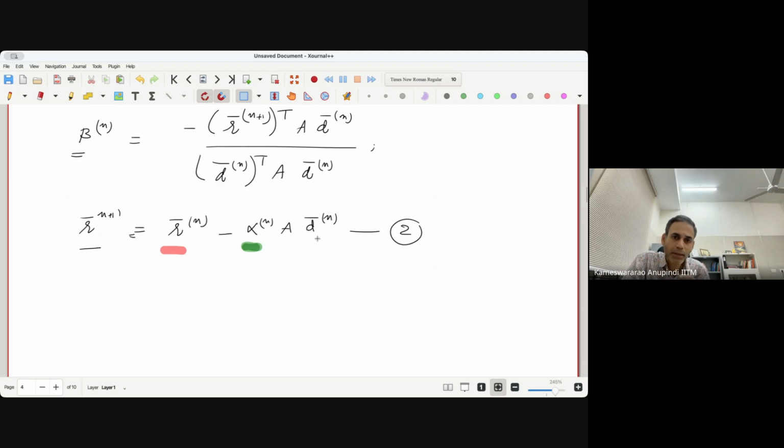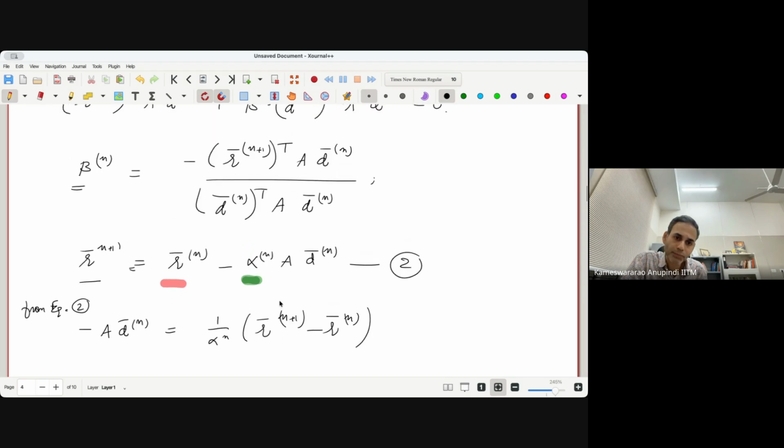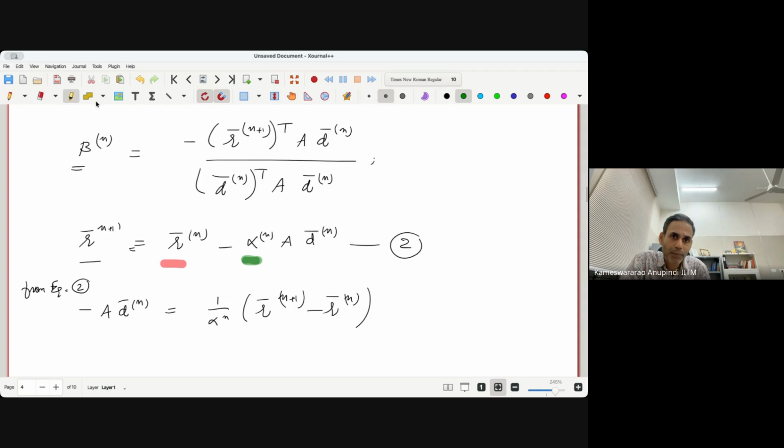Okay, so let me write from here, what is the value of minus A d_n bar? From equation 2, minus A d_n is going to be 1 by alpha_n (R bar_{n+1} minus R bar_n). Correct? That's what I have. So I can substitute for A d_n bar here with a minus, from equation 2, that's going to be 1 by alpha_n times this quantity.